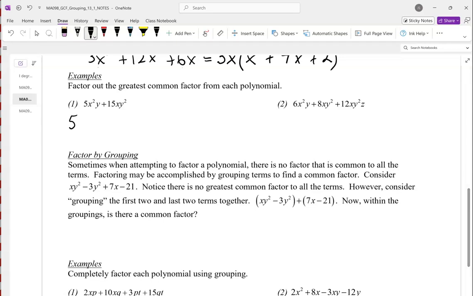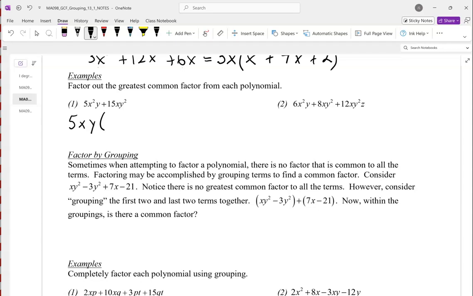Now let's look. I've got an x squared and an x. Let's do the variables one at a time. If I look at the x squared and the x, what does that have in common? An x, good. And if we look at the y and the y squared, what do they have in common? A y, good. So your GCF here is 5xy. Everybody okay with where we got that? Okay. All right. So now let's go term by term.